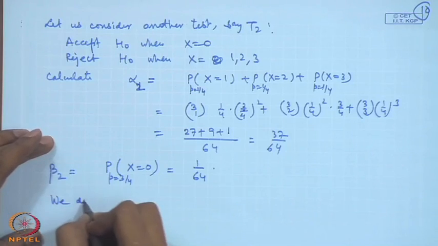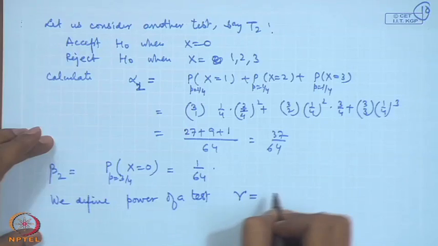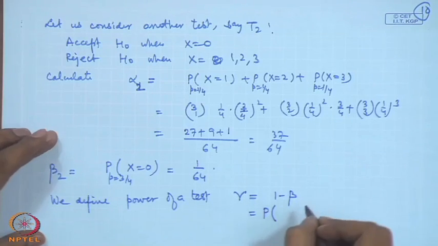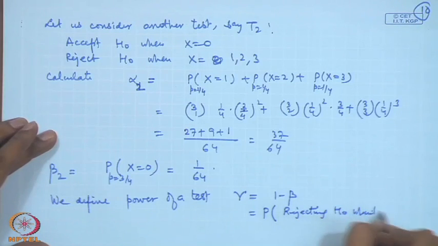In the same way, we can consider a reduction of alpha, but then beta will increase. So, therefore, a practical way which Neyman and Pearson suggested was that we fix an upper level for the probability of one type of error and then try to find a test procedure for which the other type of error is minimum, or we can say 1 minus the probability of the other type of error is maximum. So, as a convention, we define the power of a test, say let us call it gamma, that is equal to 1 minus beta, that is the probability of rejecting H naught when it is false.